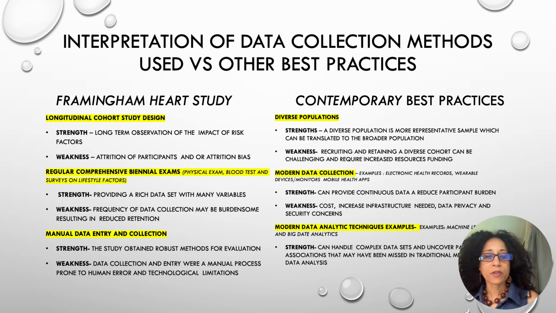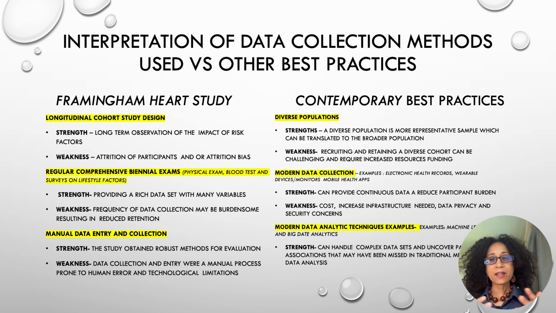So as we know, the Framingham Heart Study was a longitudinal cohort study, the benchmark of its time. The strength of it is that you had the long-term observations that you can really see the impact of different risk factors. One of the weaknesses of this type of study is the attrition of participants. Now, in the Framingham, because it was a small community and they had that small approach, I think they were able to mitigate some of that, but of course, you still had some. Also, it can result in attrition bias, which means that there is a systematic difference between those who remain and those who drop out, and sometimes it can lead to skewed results or invalid conclusions.